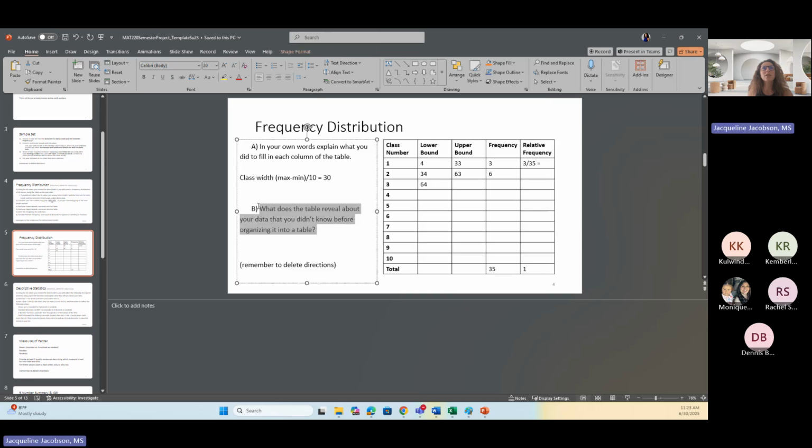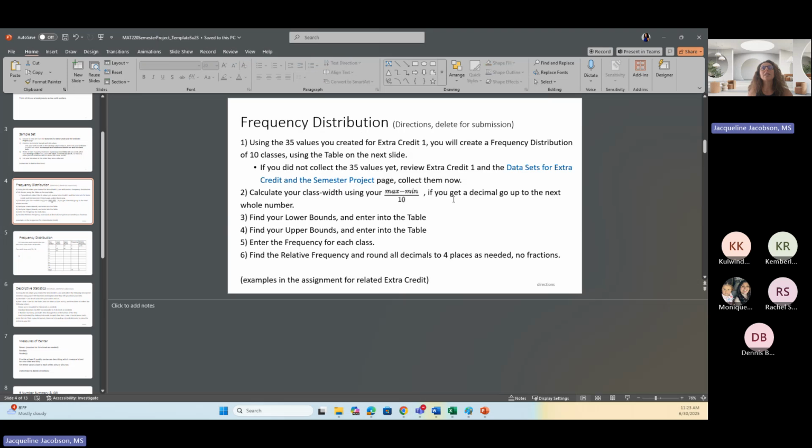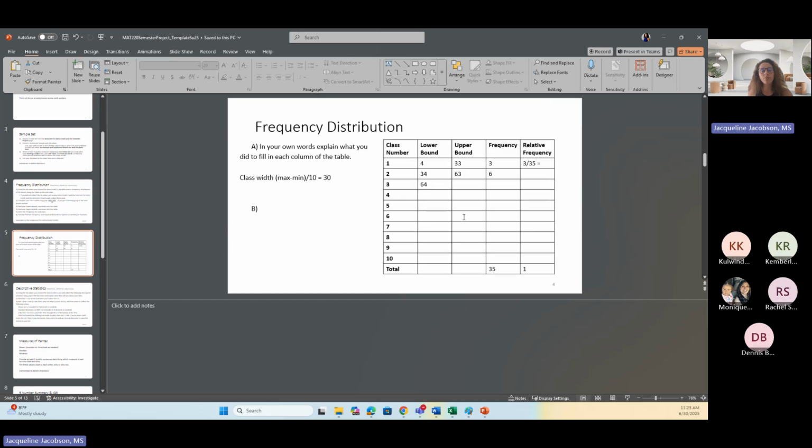What does the table reveal? A lot of you have skewness. I want to hear something about skewness, and I want to hear something about the direction of skewness and why, looking at this. Remember to delete the directions. Don't give me the instructions, delete that and write your stuff. It's a project. Also delete this slide because I don't need the instructions. And that was project part 2.